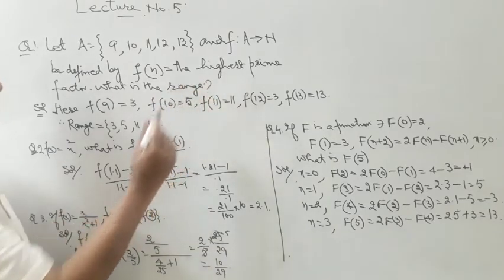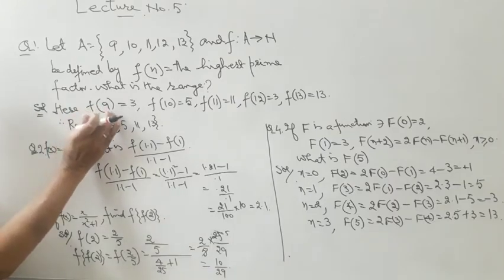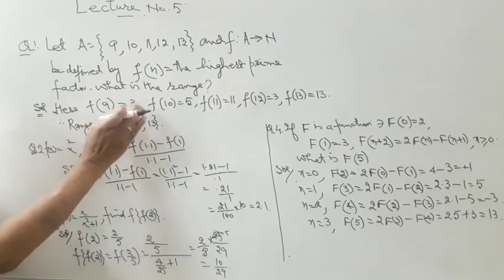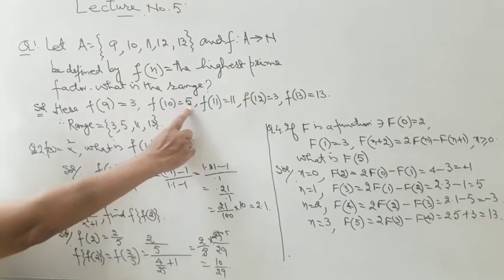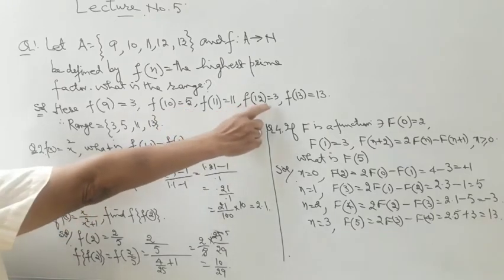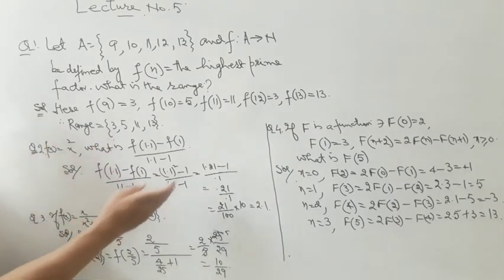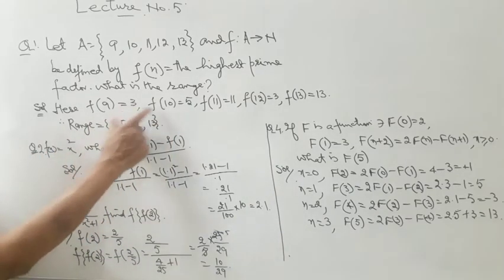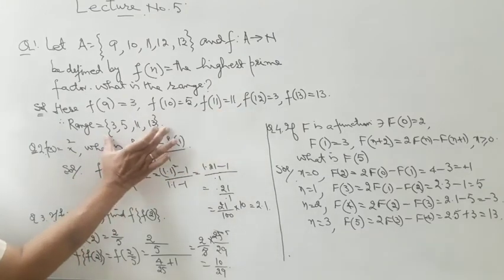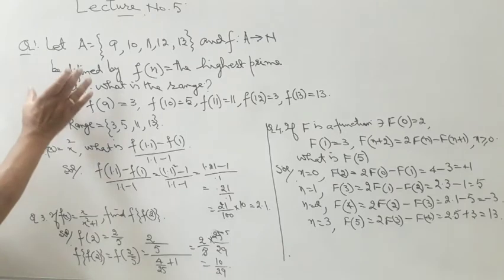See please. We have first of all f(9), the highest prime factor is 3 here. When you go for f(10), the highest prime factor is 5. f(11) is 11, f(12) is 3 because 4 3s are 12. 4 is the composite, 3 is the prime factor, and f(13) is 13. Therefore, the range of this is {3, 5, 11, 13}. Very basic question you must have done in your plus one also. A very elementary question, but just to refresh, I am putting this question before you.